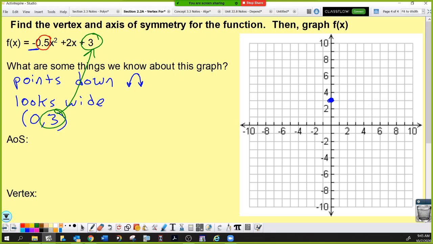Oh, yeah. Y-intercept means I'm on the y-axis, like x-intercept means I'm on the x-axis. And if you're on the y-axis, x equals 0 automatically. So it's kind of like what we did before. So it's like the plus 3 is kind of like outside.